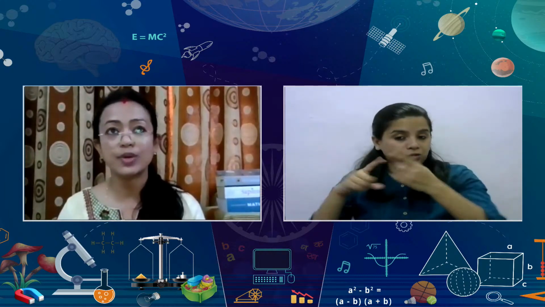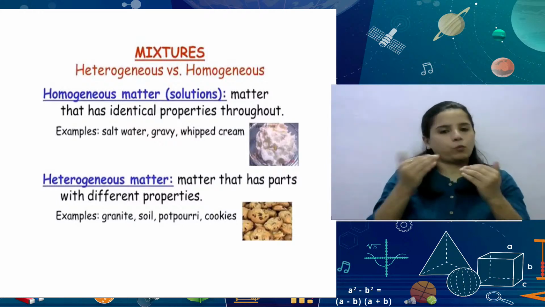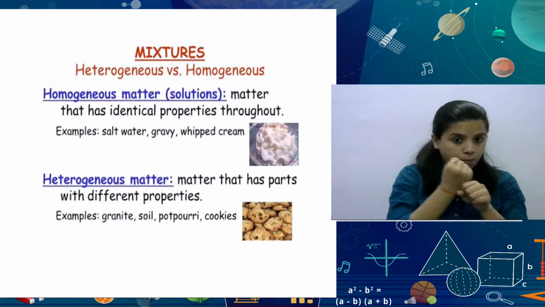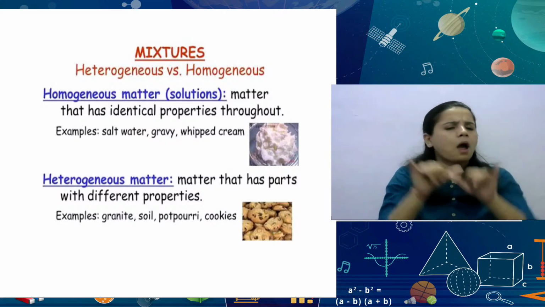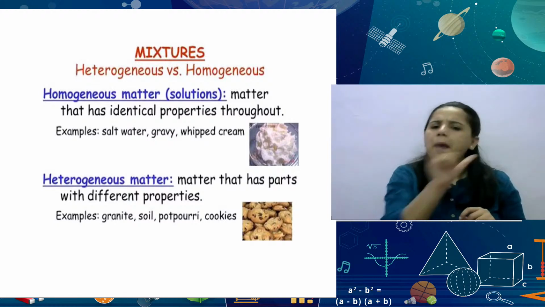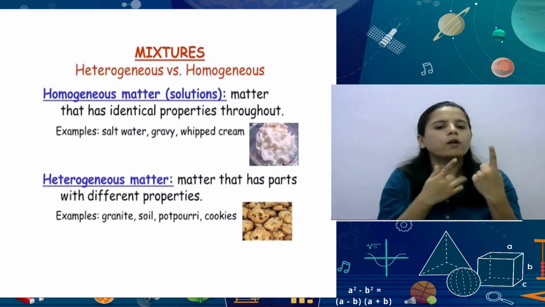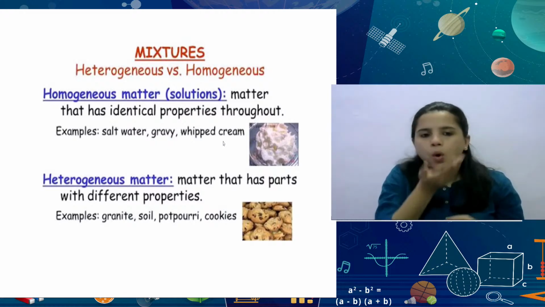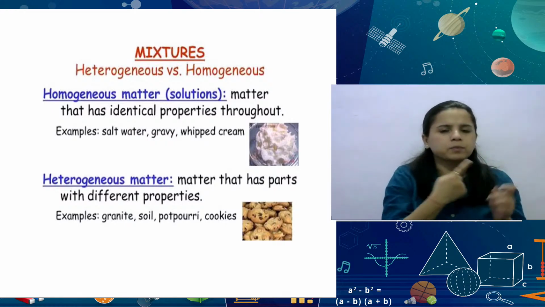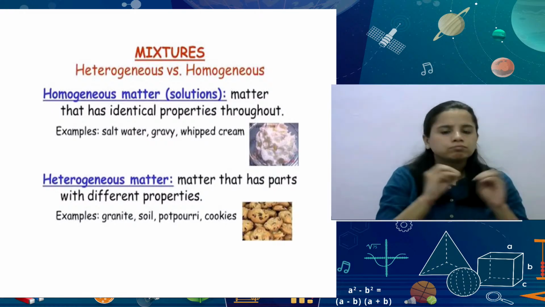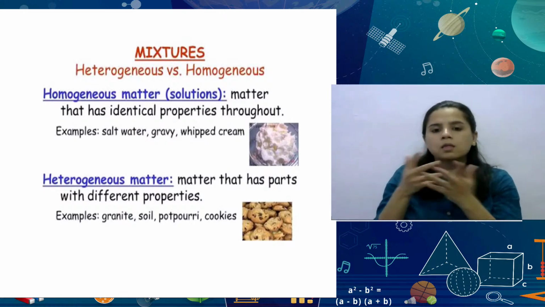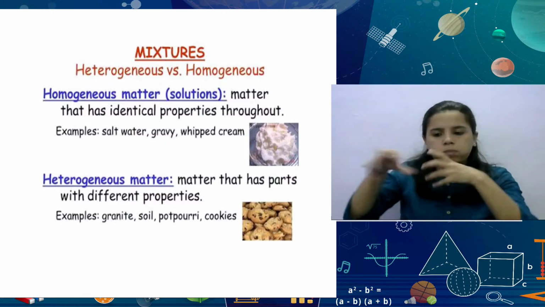Rather, if I want to explain it further, in very simple language, then homogeneous mixtures are those that have identical properties throughout. There will be no change of color or taste. They're just going to look and behave as if they are only one. So you find, like, salt water, gravy, whipped cream, they absolutely taste and look the same. So they are basically homogeneous mixtures. Whereas heterogeneous mixtures are that part of the matter, that part of mixtures of matter, that has parts with different kinds of properties.